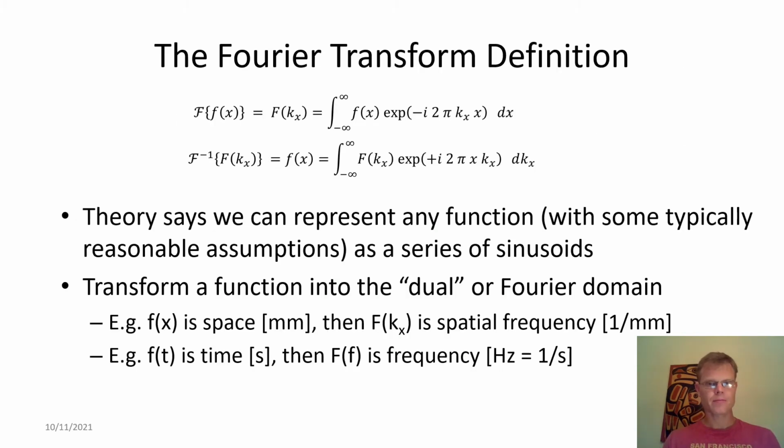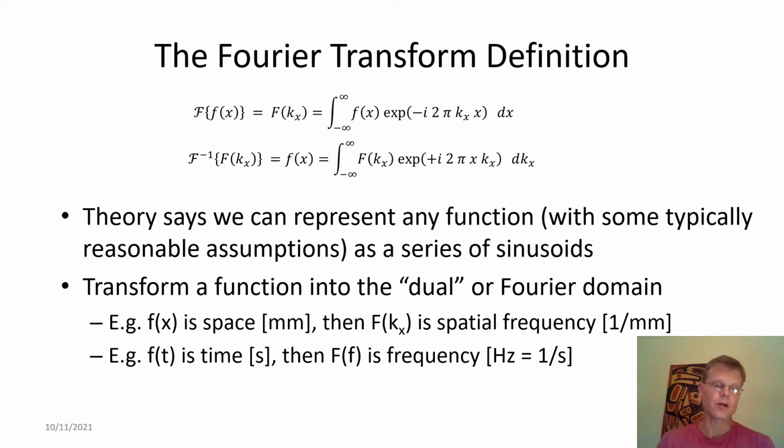Okay, so here is the formal mathematical definition that I'm going to use of the Fourier transform. And we will basically be using derived solutions based on these integrals. And the basics of the theory behind the Fourier transform is it says that we can represent basically any function, with some typically reasonable assumptions, by these series of sinusoids. So in the formulas here, the sinusoids are the complex exponentials.